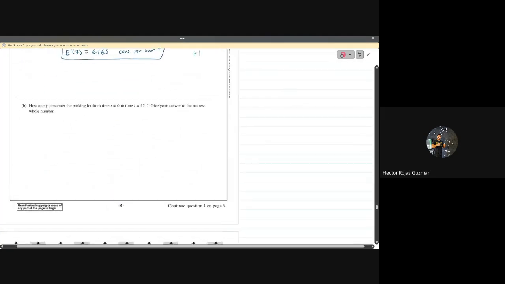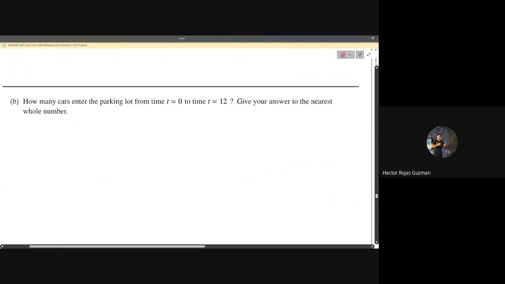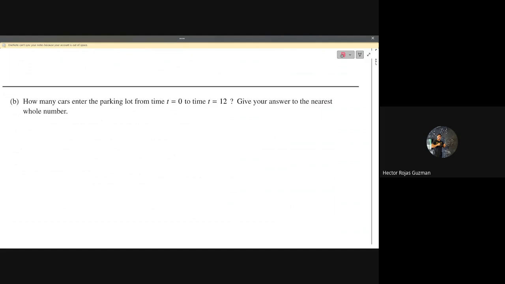B. How many cars enter the parking lot from 0 to 12? Give your answer to the nearest whole number. Figuring out how many cars enter the parking lot, it's basically talking about calculating net change. And to calculate net change, we're going to have to integrate. So we're going to do the integral from 0 to 12 of E of t dt.